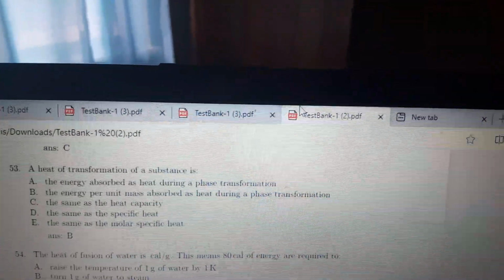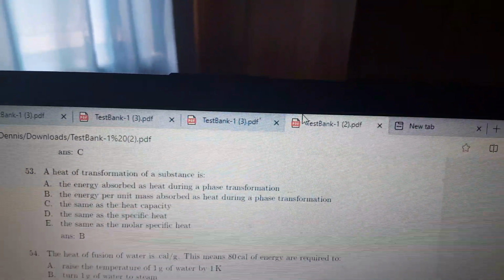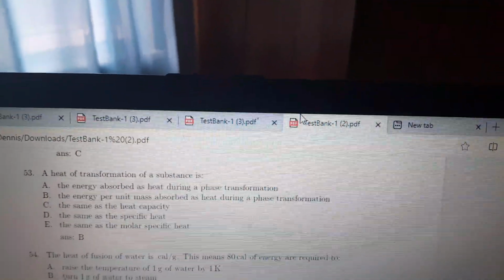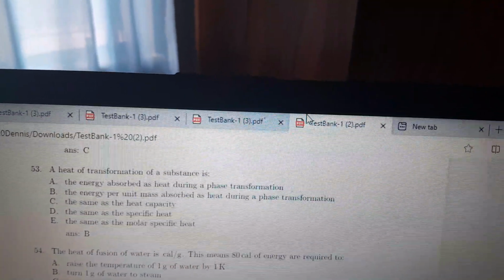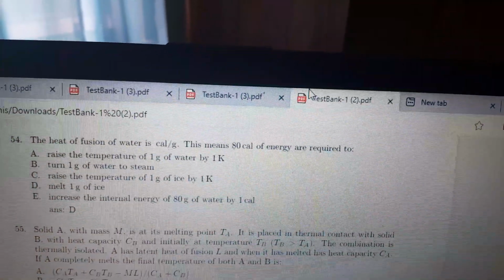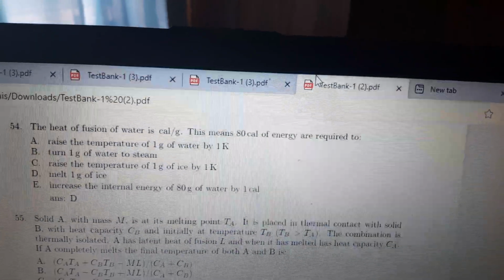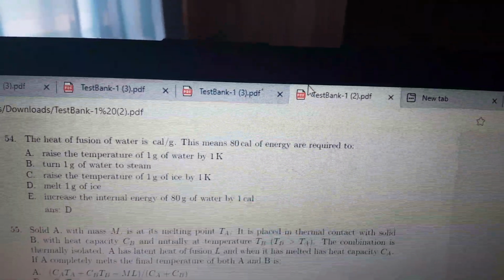Heat of transformation of a substance is the energy per unit mass absorbed as heat during a phase transformation. The heat of fusion of water is 80 calories per gram. That means that 80 calories of energy are required to melt 1 gram of ice.